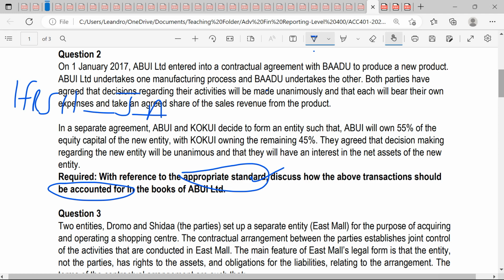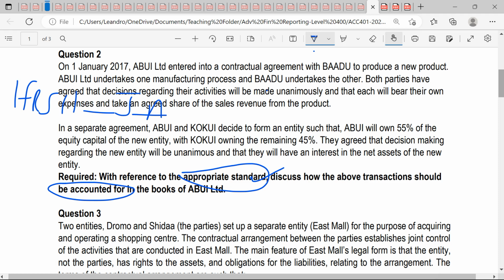An arrangement in which 2 or more parties have a contractual arrangement in which they control another entity, and a joint control is where the decision about the entity must be unanimously agreed among the parties. So it's something like that. Then you continue to classify.